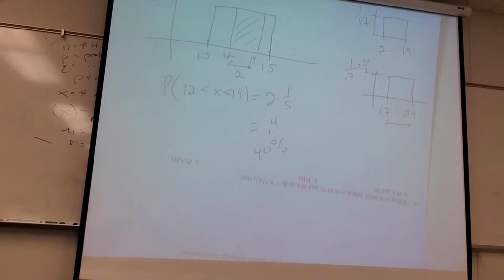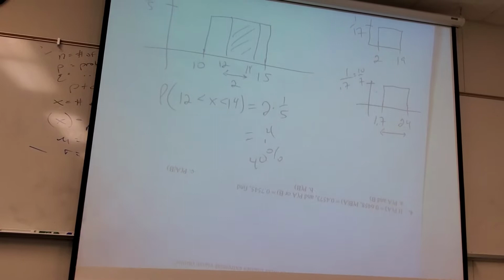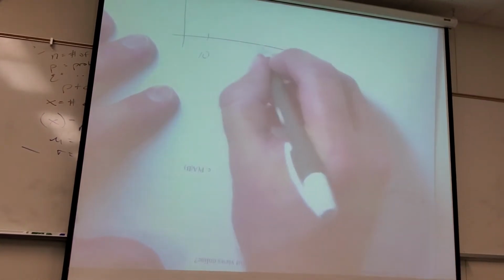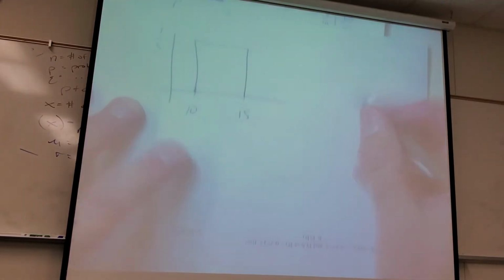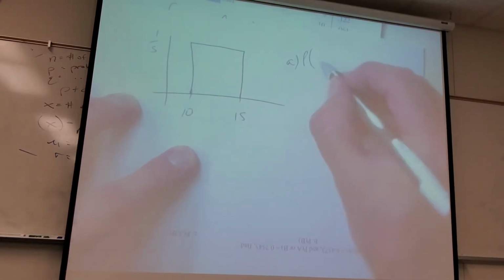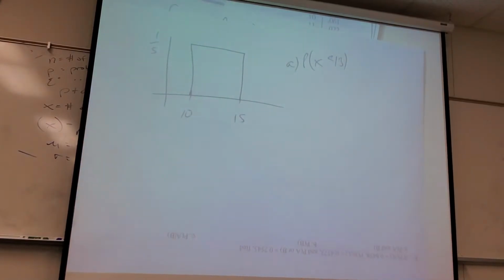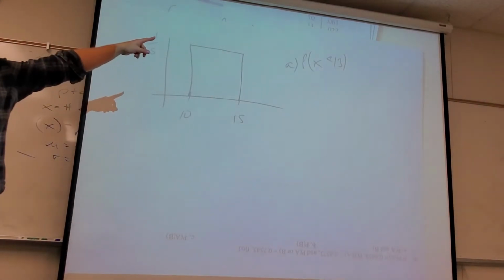So, let's try another one real quick. Using the same thing again, I'm going to redraw it. Let me ask you a couple questions. What's the probability that it takes him less than 13 minutes? Do it the exact same way we just did it. So within that distribution, can you draw what that says?